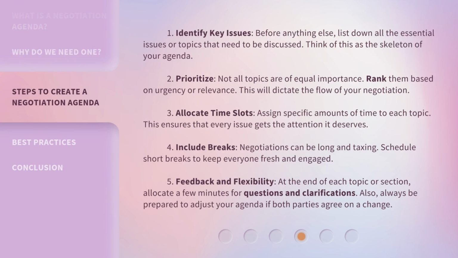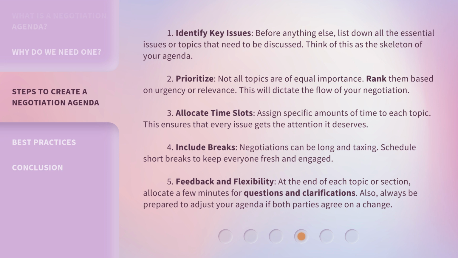1. Identify key issues. Before anything else, list down all the essential issues or topics that need to be discussed. Think of this as the skeleton of your agenda. 2. Prioritize. Not all topics are of equal importance. Rank them based on urgency or relevance. This will dictate the flow of your negotiation.